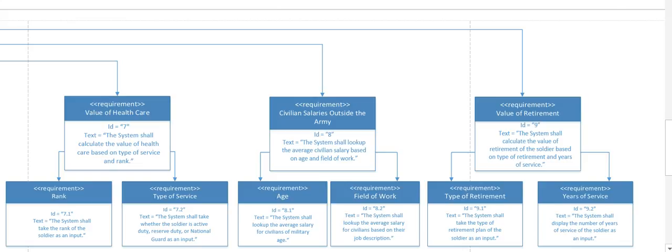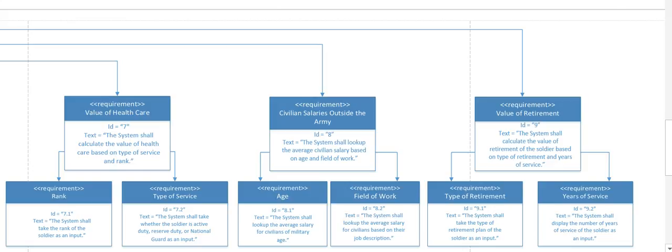For rank, the system shall take the rank of the soldier. For the type of service sub-requirement, the system shall take whether the soldier is active duty, reserve duty, or National Guard as an input. The next requirement is civilian salaries outside of the Army. The system shall look up the average civilian salary based on age and field of work.